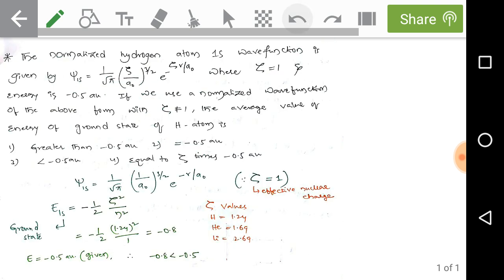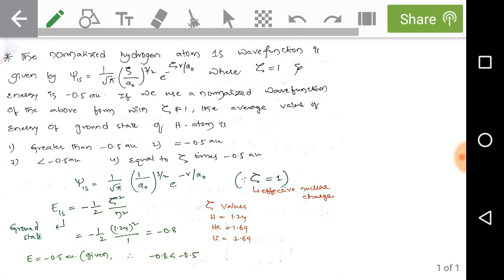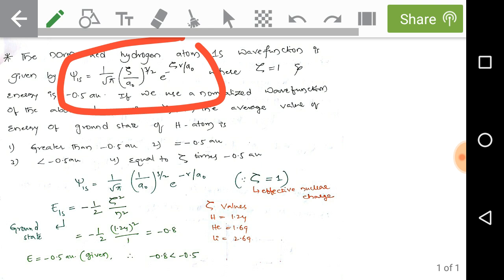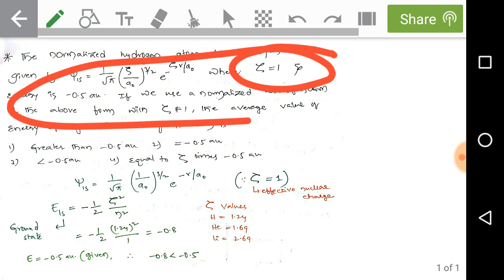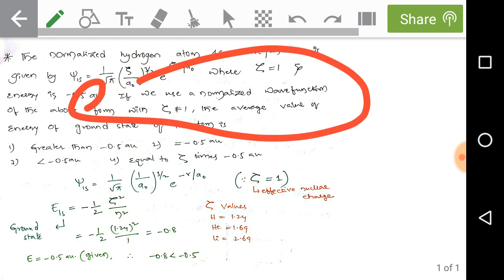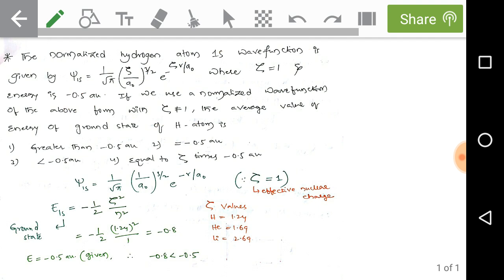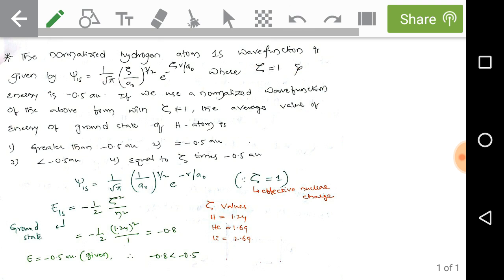And next one, the normalized hydrogen atom 1s wave function is given by psi 1s equals 1 by under root pi, zeta by a0 to the power 3 by 2, exponential of minus zeta r by a0, where zeta is equal to 1 and the energy is minus 0.5 atomic units. If we use a normalized wave function of the above form with zeta not equal to 1, the average value of the energy of the ground state of a hydrogen atom is.